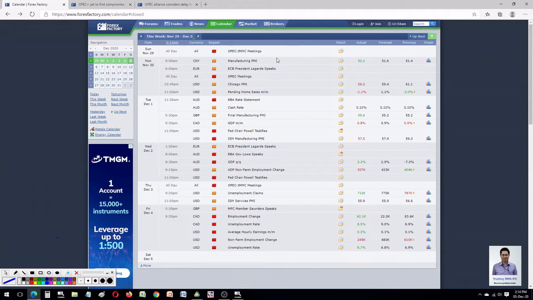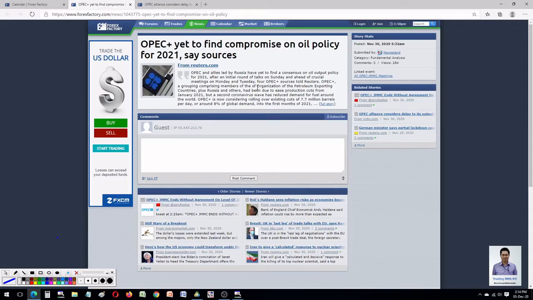Sunday. There was a previous Sunday OPEC meeting, and the OPEC meeting actually does not have a very firm agreement. So the headline was OPEC has yet to find a compromise on the oil policy, but generally the price of oil has been going up. So that's quite good for the oil producer country. So generally you can see a very good gain on the CAD.